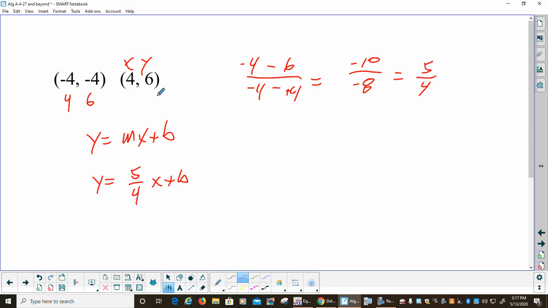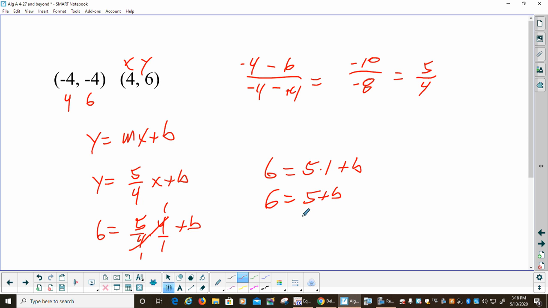X, Y. Y is 6. 5 fourths times 4 plus B. And you can put this over 1. Those will cancel out. And you're left with 6 is equal to, there's a 1 here, 5 times 1 plus B. So that's 6 is equal to 5 plus B. To get rid of the 5, I'm going to subtract the 5 to the other side. So B is 1. So y is equal to, your slope was 5 fourths, x plus 1. That would be your final answer.